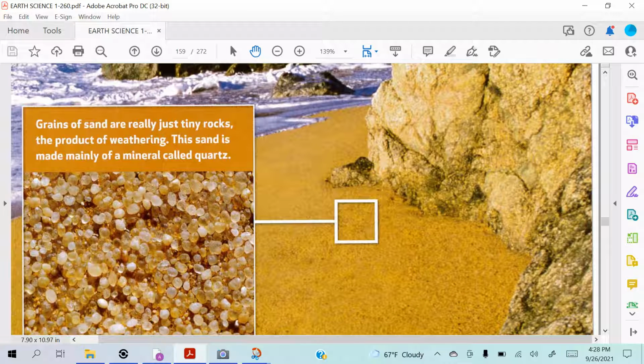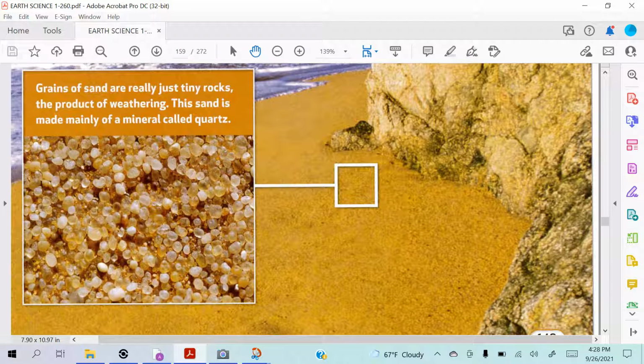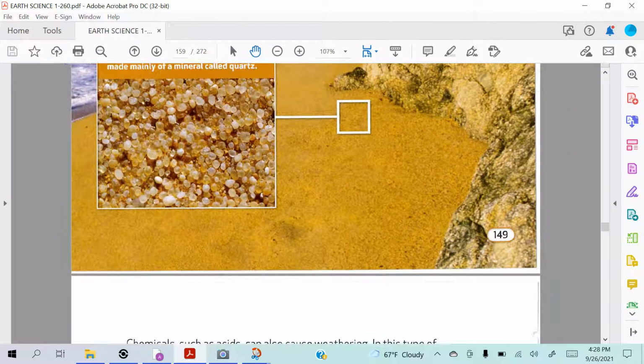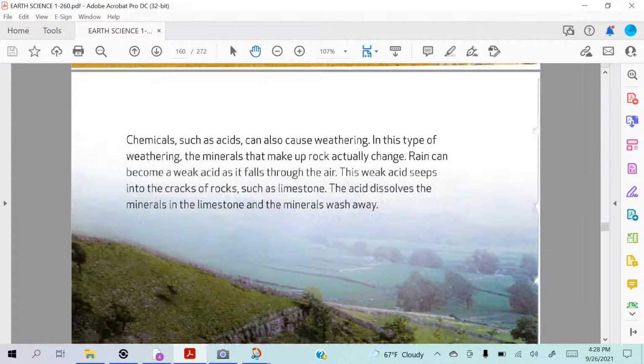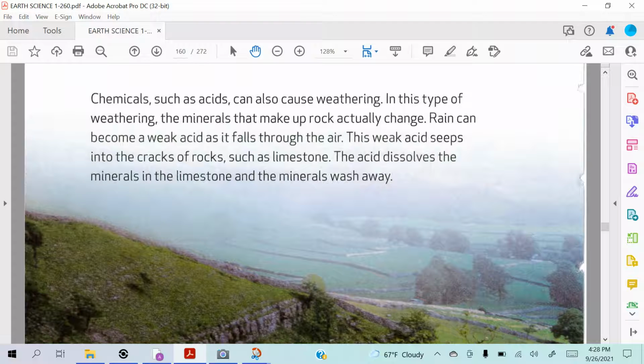Grains of sand are really just tiny rocks, the product of weathering. This sand is made up of mainly mineral called quartz, right? It's pretty, right? So that once was a giant quartz rock, right? And weathering turned it into little tiny grains of sand. Chemicals such as acids can also cause weathering. In this type of weathering, the minerals that make up the rock actually change.